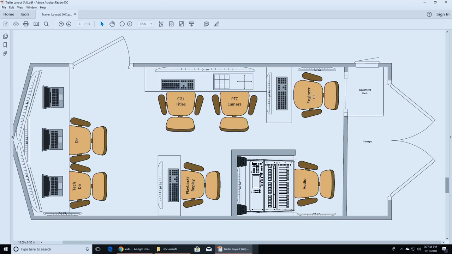As mentioned, engineer in the back next to the equipment rack next to the cable access door. At this point, audio is actually isolated. There's actually a wall, walls on three sides. I didn't enclose them fully, but you're starting to see what ended up being the final design here. So audio guy is isolated. Engineers near the equipment. CG and titles and PTZ camera, they can kind of be anywhere.